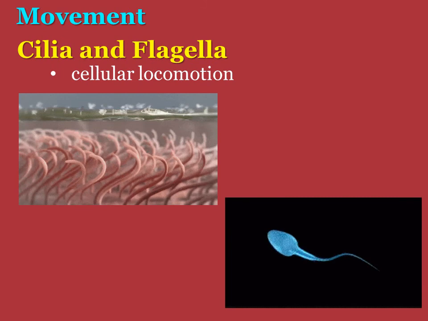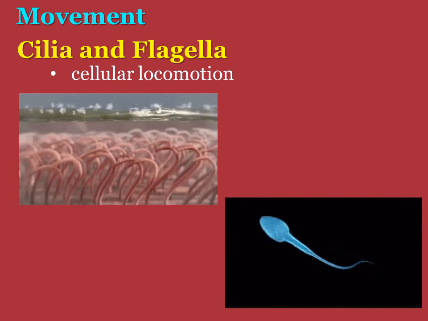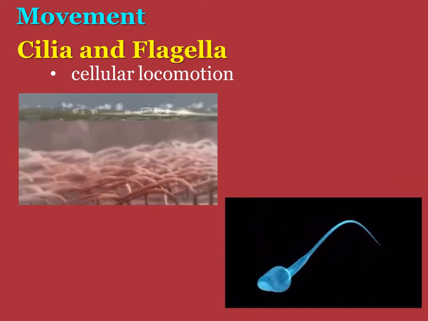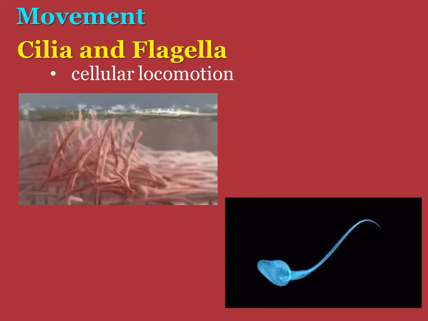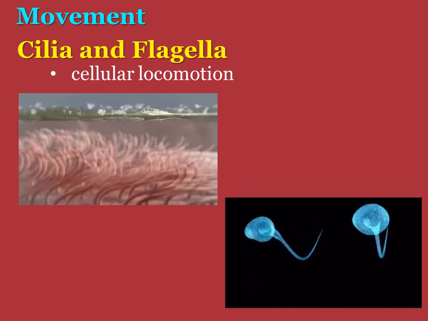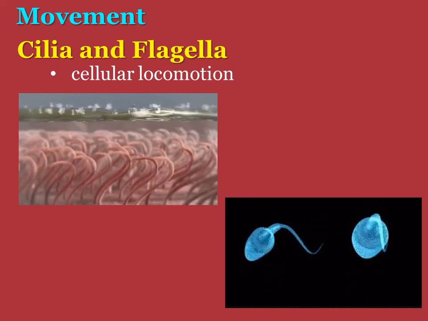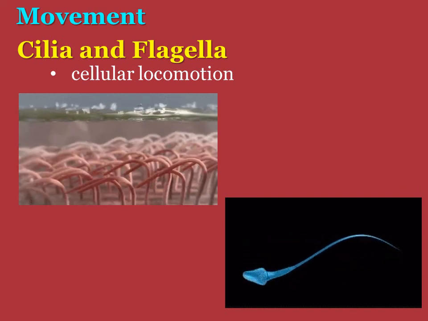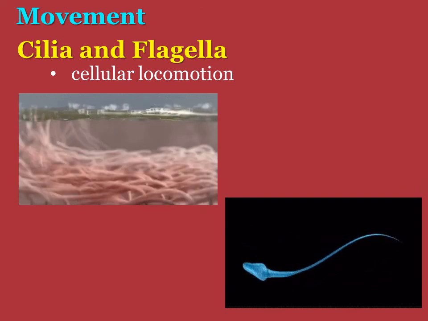Flagella, found in both prokaryotes and eukaryotes, are longer but fewer compared to cilia. They are usually anchored to the plasma membrane or cell wall. Flagella move in a wave-like manner. An example of a eukaryotic flagellate cell is the mammalian sperm cell, which uses its flagellum to propel itself to the female reproductive tract.